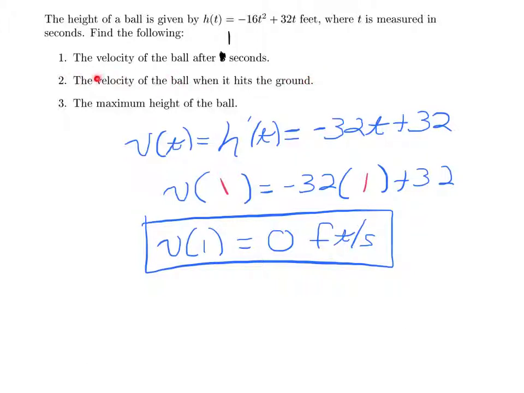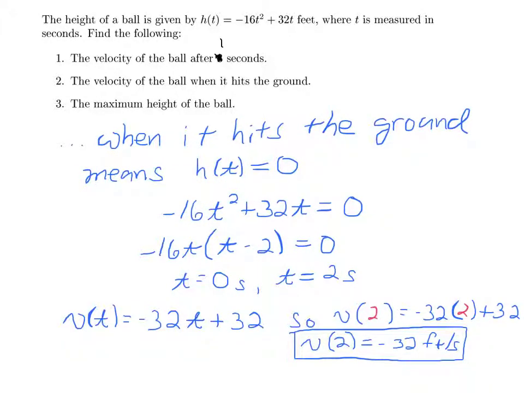So let's answer the second question, which sometimes gives students a little bit of trouble: the velocity of the ball when it hits the ground. Recall, when it hits the ground, that means the height is 0. So you simply set the height equal to 0. The height function is given by minus 16t squared plus 32t. Set that equal to 0, and you get 2 times... t equals 0 seconds. That's the initial time. Of course, it's on the ground when t is 0 seconds.